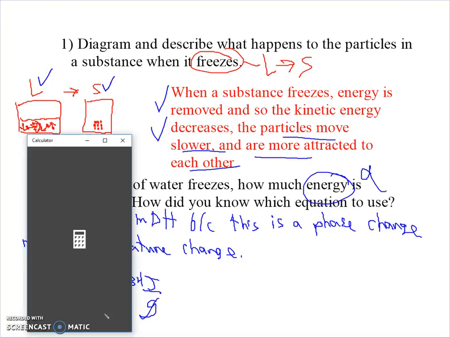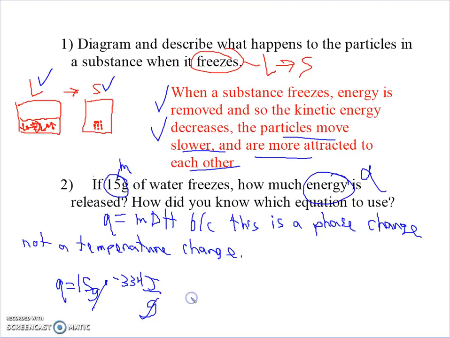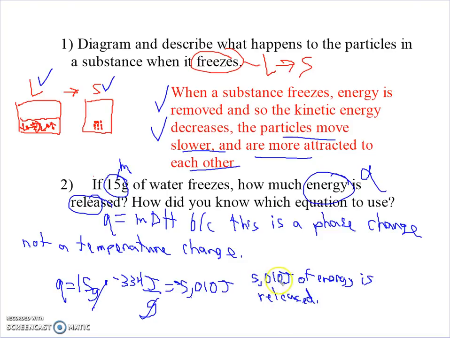Grams cancels. And so now we do 15 times 334, gives us 5,010 joules. Technically it's negative, but it's just asking for how much is released, so we would go just the total magnitude. 5,010 joules of energy is released. Alright, and that would be about 5 kilojoules because it's 5,000. Kilo means 1,000.